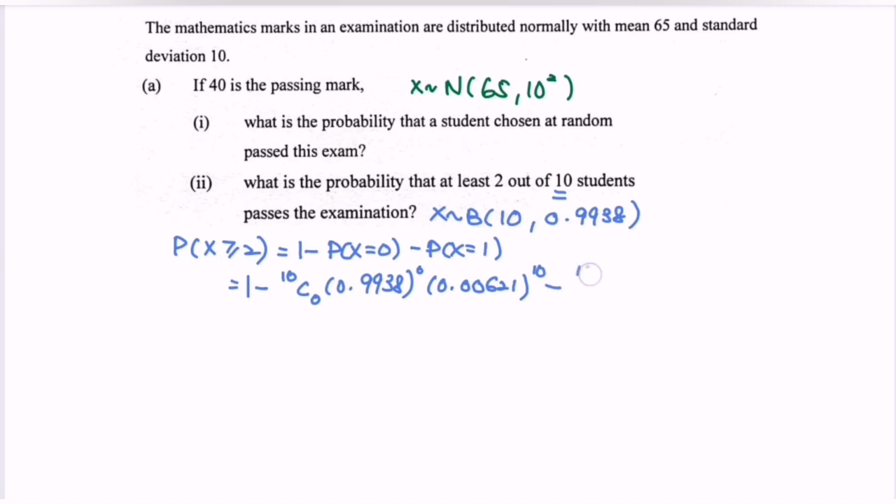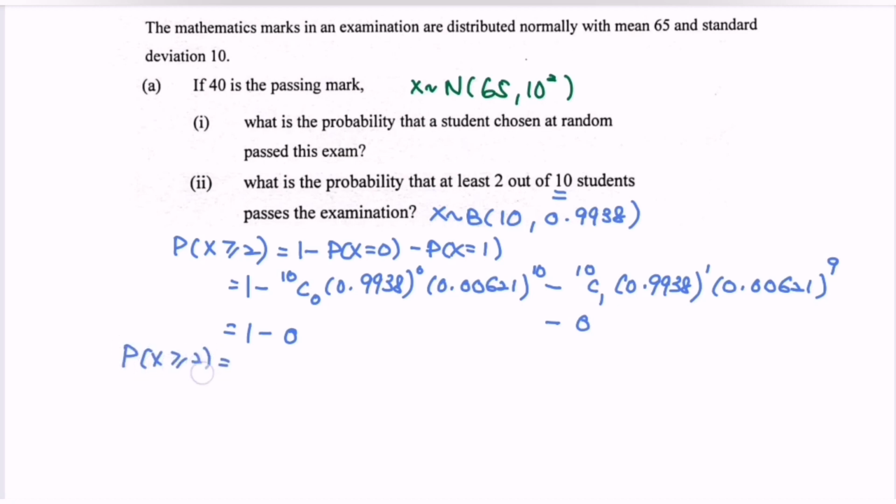Continue, minus 10C1, 0.9938 to the power of 1, 0.00621 to the power of 9. So 1 minus, we have 0 for this part and also 0 for this part, because the value is too small. So the probability that X is greater than or equal to 2 is equal to 1. So that is the probability.